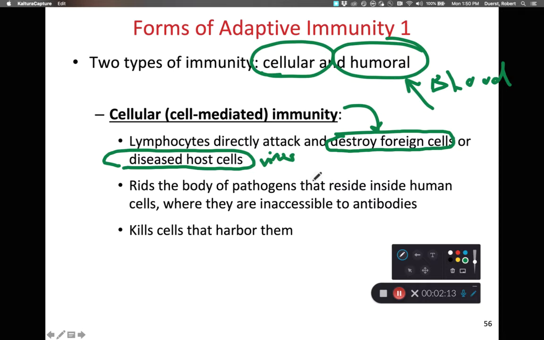So it's going to rid the body of pathogens that can hide or reside inside of human cells, where they're very difficult and inaccessible to our typical antibody response. The best way to get rid of a pathogen that's residing inside of a human cell is to kill that human cell and just destroy everything. It's kind of a scorched earth policy: once a human cell gets infected by a virus, not only does our body want to destroy the virus, it wants to destroy any of our own cells that are harboring that virus.